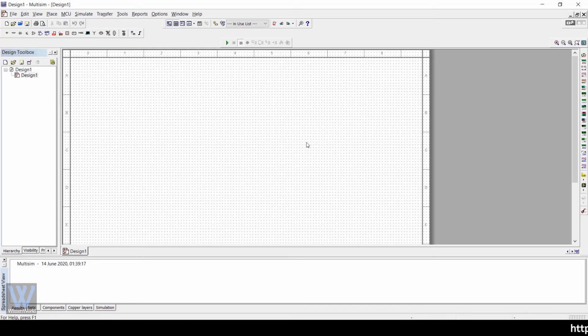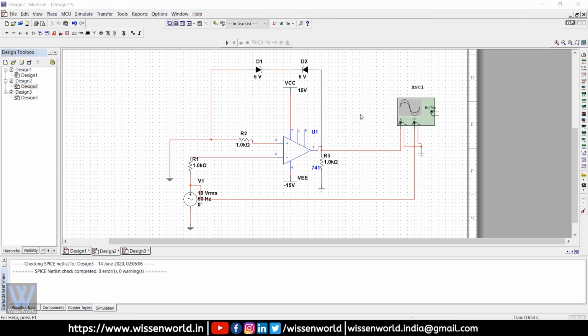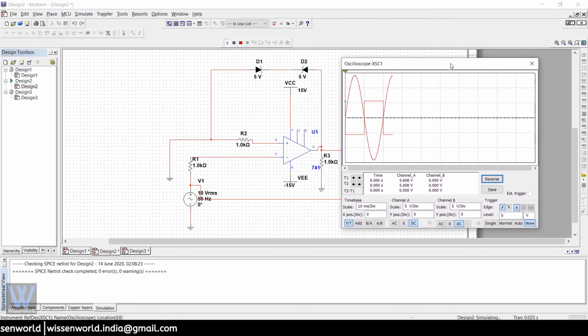So this is our Multisim software and here we will make all the circuits. I have already made all the circuits here to save time. Here, this is the circuit where we will get the limiting voltage in both directions. Let's turn on the circuit and see the output. Here you can clearly see that we are getting limiting output in both directions.